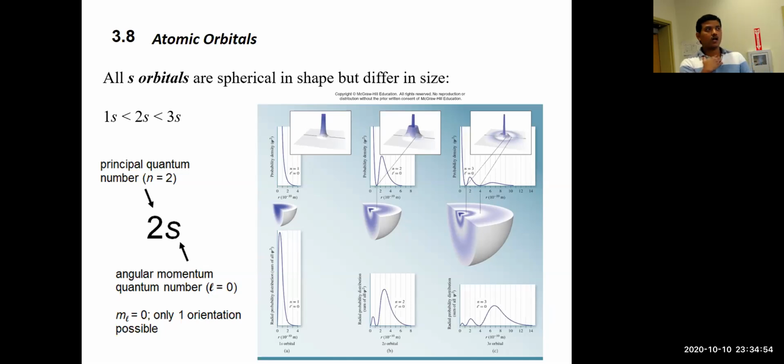All you need to know now is that s orbitals circle around with no coordinates, no specific direction. They increase in size as you go from 1s to 2s to 3s.